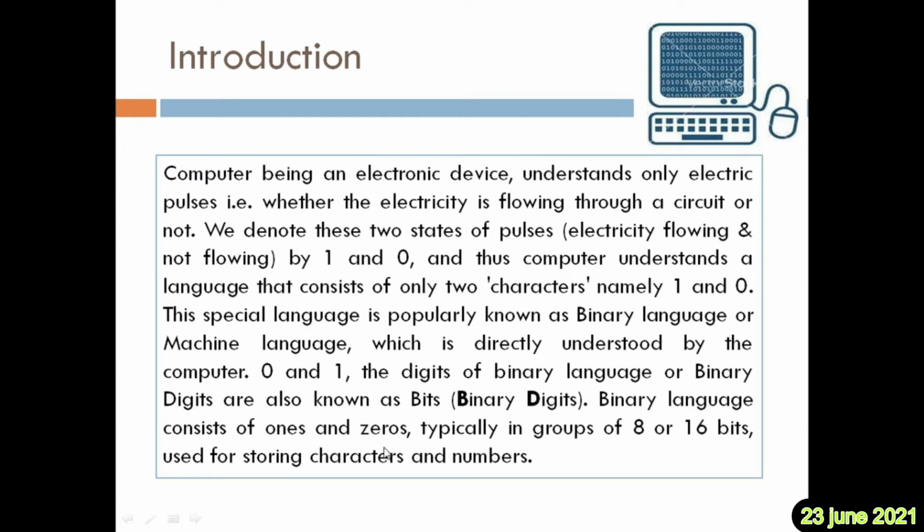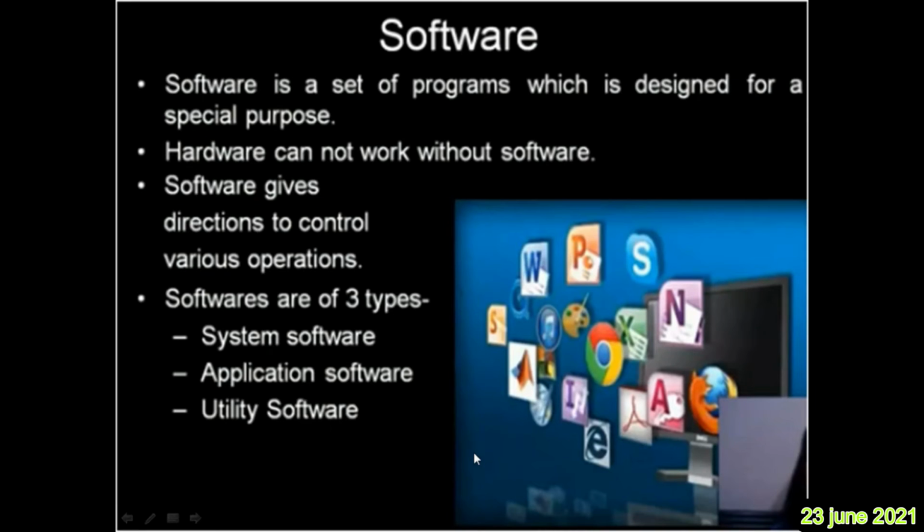Binary language consists of ones and zeros, typically in groups of 8, called a byte, or 16 bits, 32 bits, 64 bits, etc. 2 to the power 1, 2 to the power 2, 3, 4, like that, used for storing characters and numbers. Now what exactly is software? A set of programs which is designed for a special purpose. Hardware cannot work without the software, and software gives directions to control various operations. Basically there are three categories of software: system software, application software and utility software.